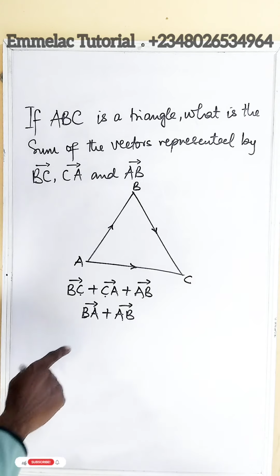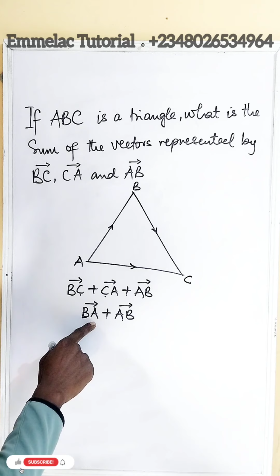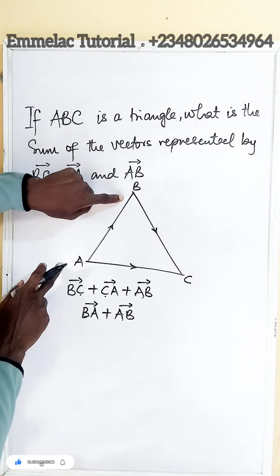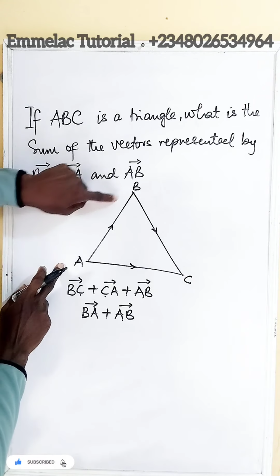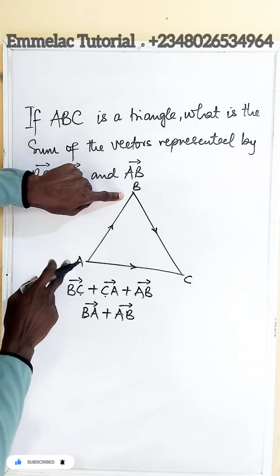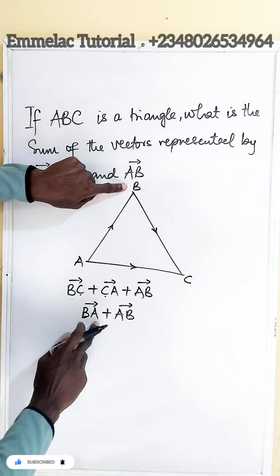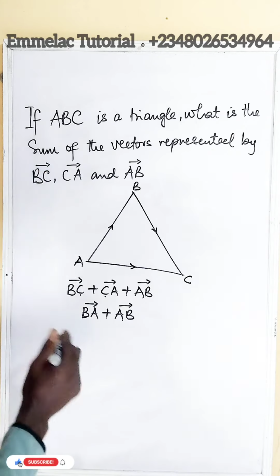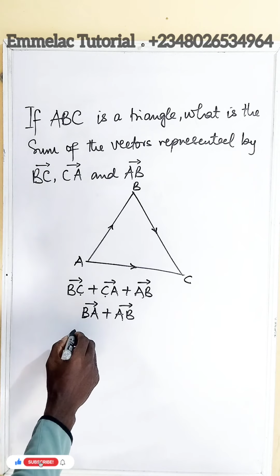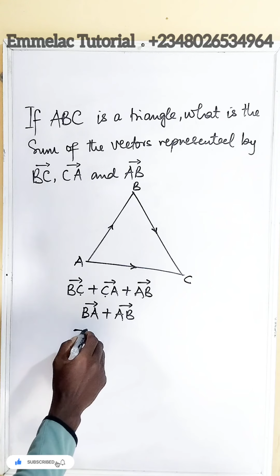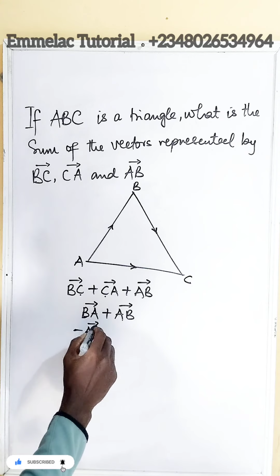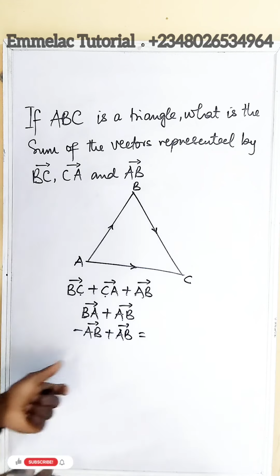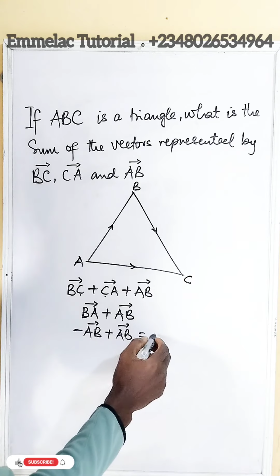Okay, now if you look at this, now this is BA and AB. Now BA means it's acting opposite to AB, so the actual direction is meant to be AB, but here we're having what? BA, which is the opposite of what? AB. Since it's the opposite of AB, we can say this is minus AB, then plus AB. So minus AB plus AB will then give us what?